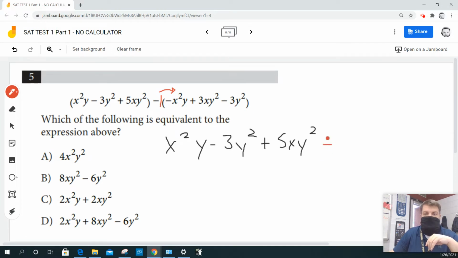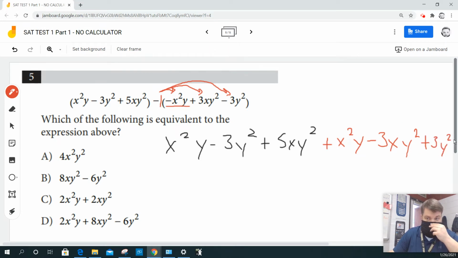When you multiply something by a -1, basically it just changes the sign, right? So this was negative x squared y. Now it becomes a positive x squared y. Multiply this by -1, and it goes from a positive 3xy squared to a negative 3xy squared. And then lastly, -1 times -3y squared becomes a positive 3y squared.